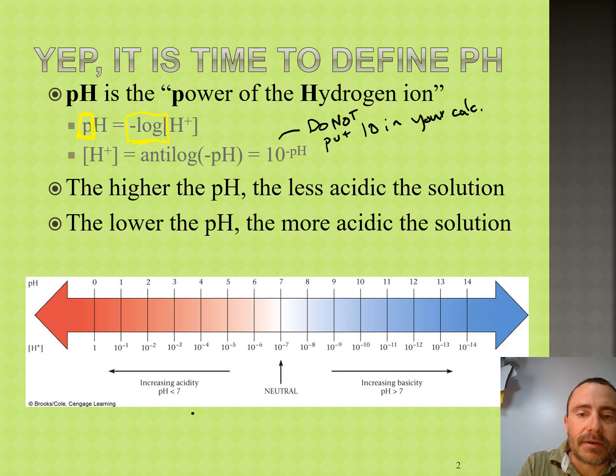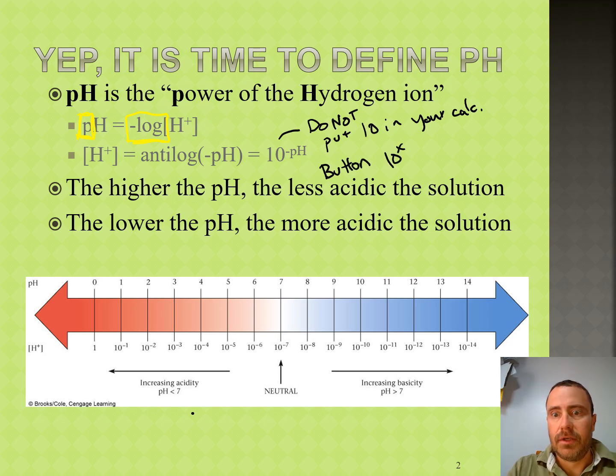There is a button that will look something like 10 to the X. Use that button to do this. You're going to hit the 10 to the X button and then put in the negative pH. So don't just put in 10. It does not calculate it the same way. They are not the same thing, the way that your calculator reads things.